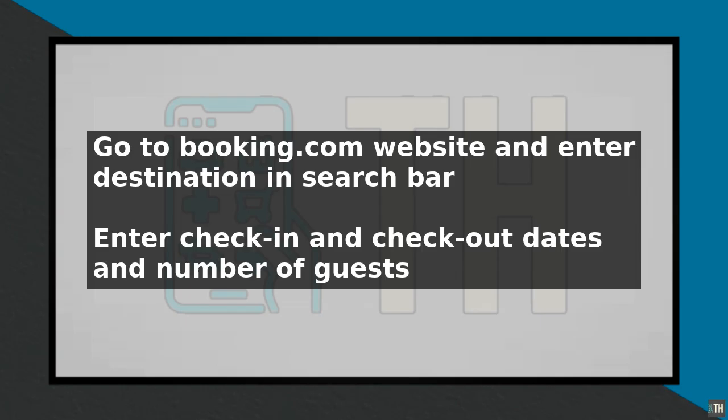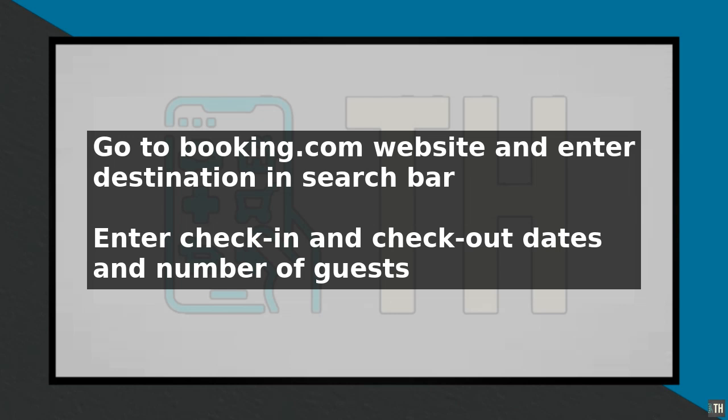First, go to the Booking.com website and enter your destination in the search bar. You can type the city, country, or specific address where you want to stay. Then select your check-in and check-out dates and the number of guests. Once you have entered this information, click the search button.